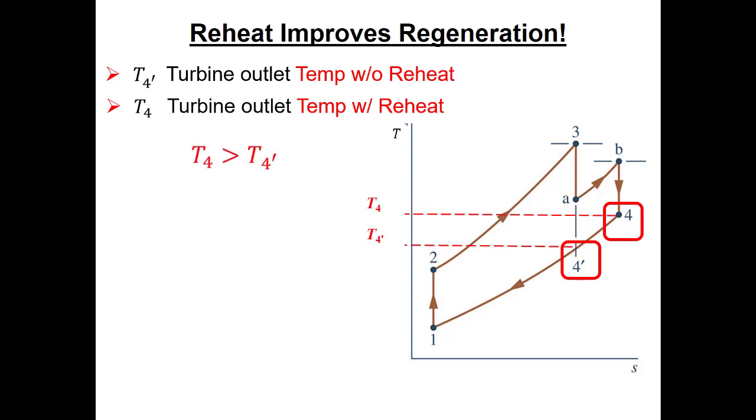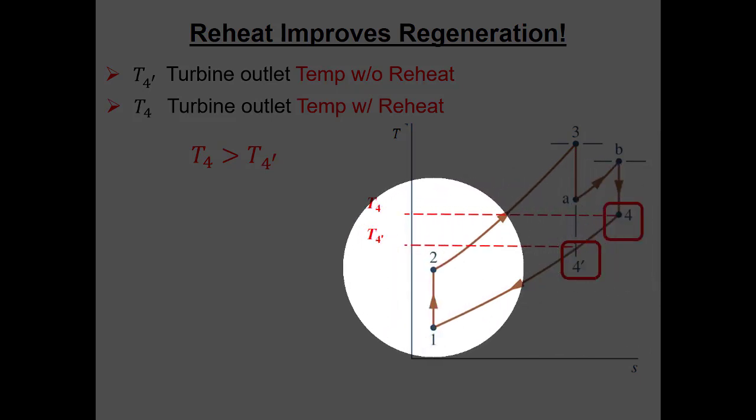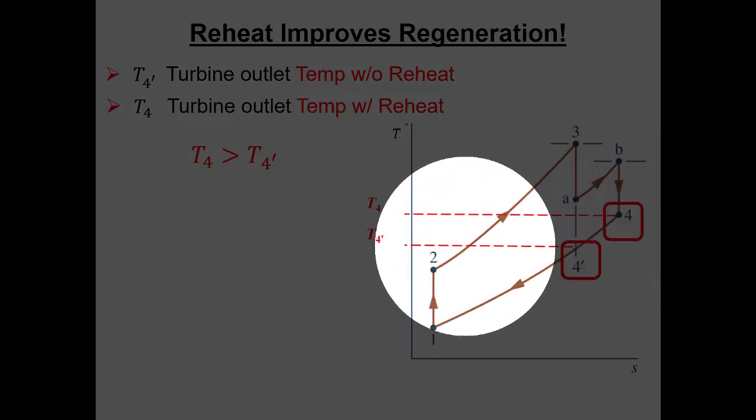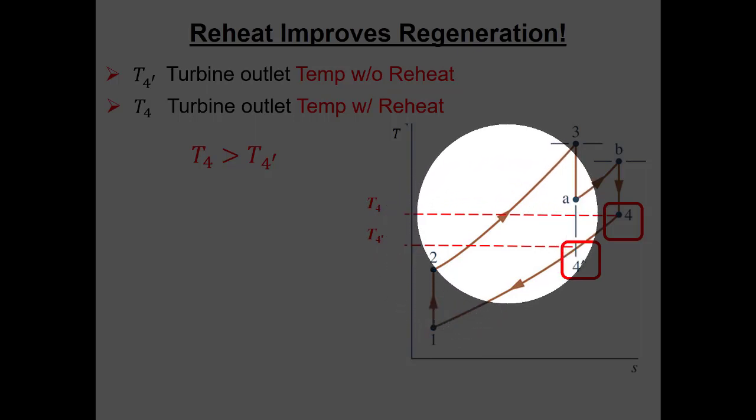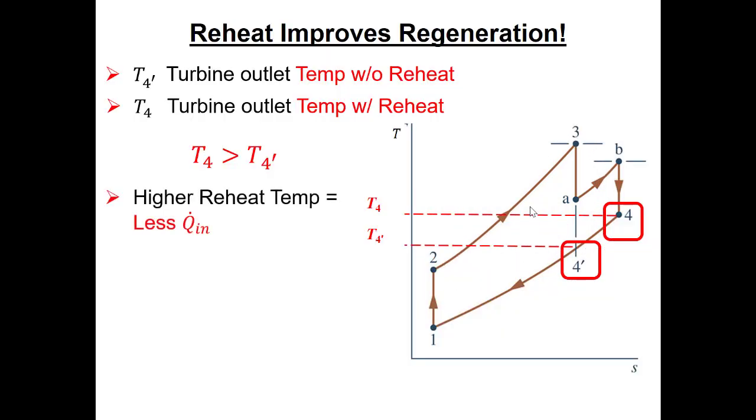So now, if we were not using reheat, then the most that we can add in our regenerator is up to this line here, which is T4 prime. But with reheat, we can go all the way up here. If we could get 100% efficiency, we could go all the way up here to T4, right? And then we'd have to put less heat in as we move in between here, right? So when you combine reheat and regeneration, what happens is you end up putting even less heat in because you get to regenerate better, right?